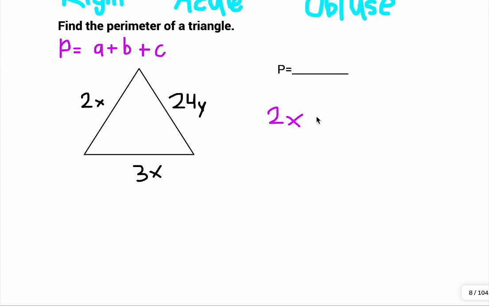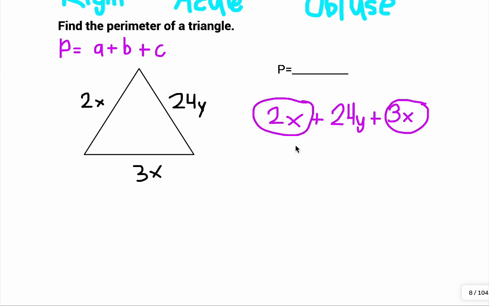And now we're going to add them: 2x plus 3x plus 24y plus 3x. So now we have like terms here. So 2x plus 3x equals 5x. And then we are going to add the 24y. So our perimeter equals 5x plus 24y.